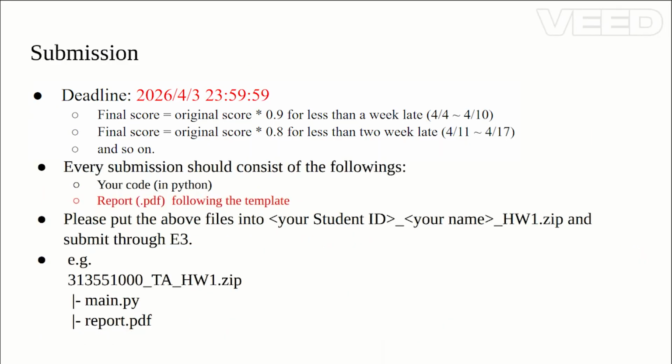Submission. The deadline is March 31st at 11:59 p.m. and there will be a 10% deduction for each week of late submission. Every submission should consist of the following: your Python code and report, and please follow the template. You should put all the files into a zip, and your file name is student ID, your name plus hw1, and submit through E3.